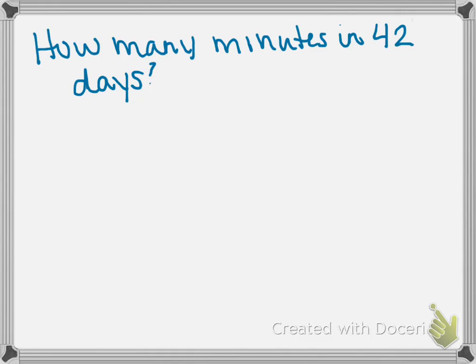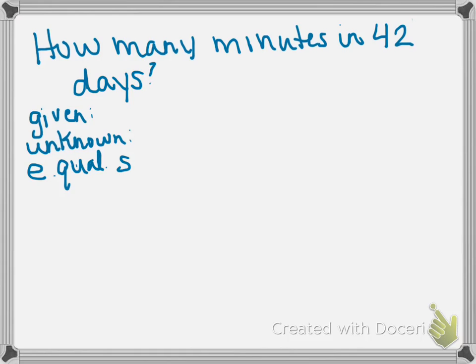All right, so we want to go through the same steps. What is our given? What is our unknown? And what is our equality statement? Okay, so in this problem, our given is 42 days. Our unknown is minutes.